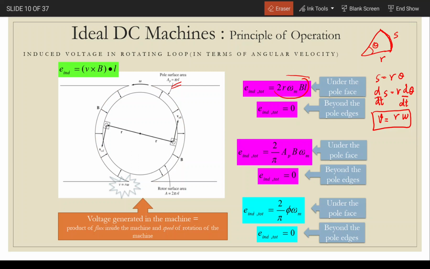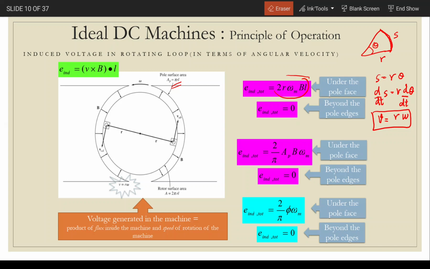When the rotor is cylindrical, you know that the rotor surface area, or the cylinder surface area, is 2 pi r L. Since half of the rotor is under one pole face at one time, the pole surface area is actually pi r L, because you divide the surface area of the cylindrical rotor by 2.